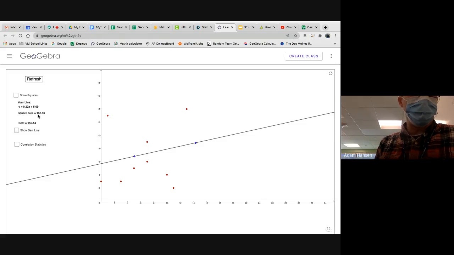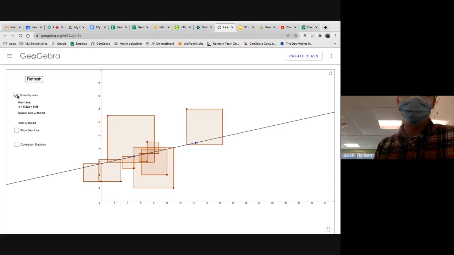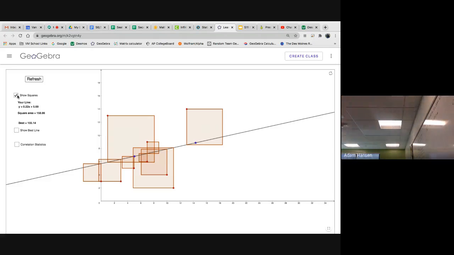My square area is 158.86. I'm going to show the squares. There should be a checkbox that says show squares. Let's look at this first square here on the far right. I have the observed value, the actual data point. I predicted this value based off of that given data. I see this is the data I've collected. I predicted this amount based off of the equation for the trend line.